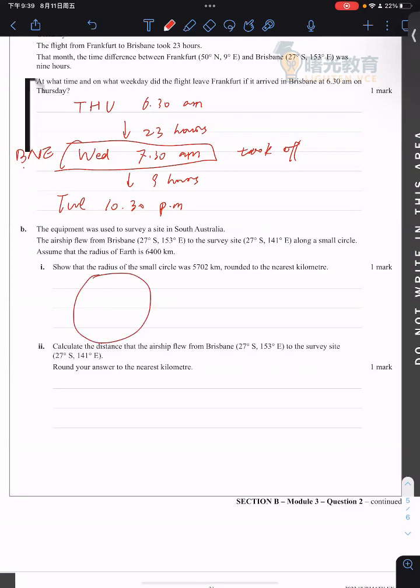Now if we draw our Earth, all right? And this is the longitude.